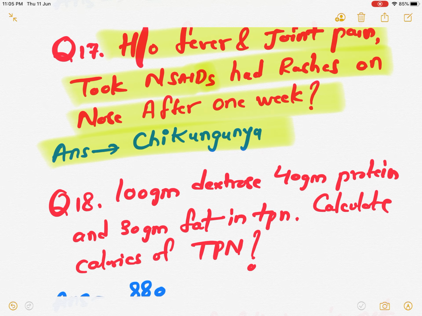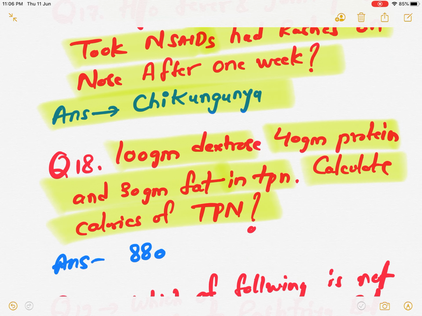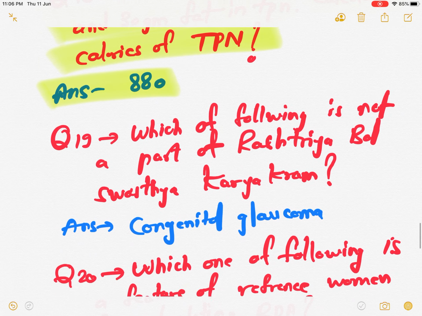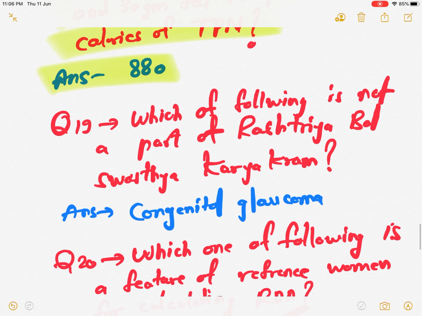Next question is 100 gram of dextrose, 40 gram protein, and 30 gram fat in TPN, calculate the calories for TPN. I think something is missing in that, but still, what we managed to get as the best answer by exclusion is 880.